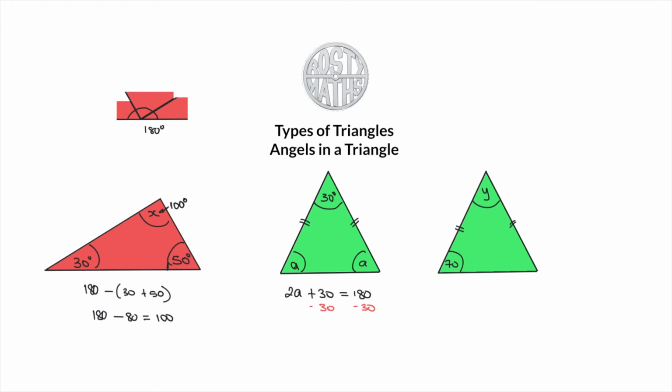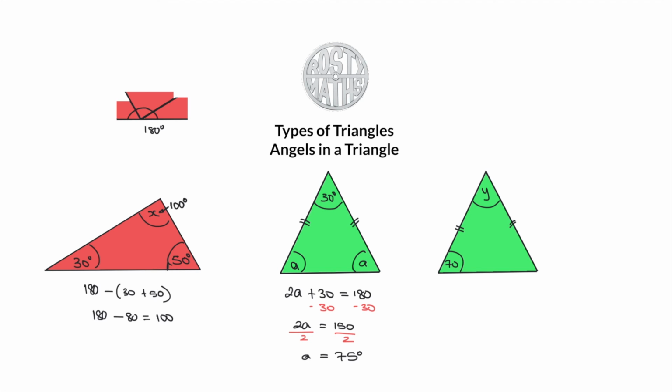So I'll be using the balancing method, take away 30, and that would mean that 2A will equal to 150 degrees. Now I will divide by 2, divide by 2. The 2's will cancel out, leaving me that A is equal to 75 degrees. And just like that, I am done.